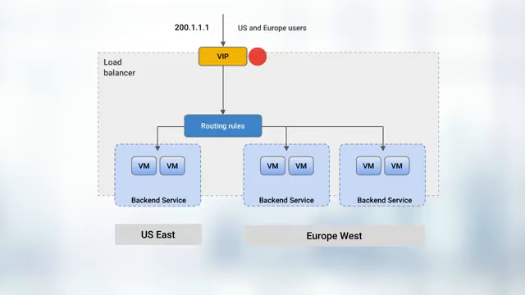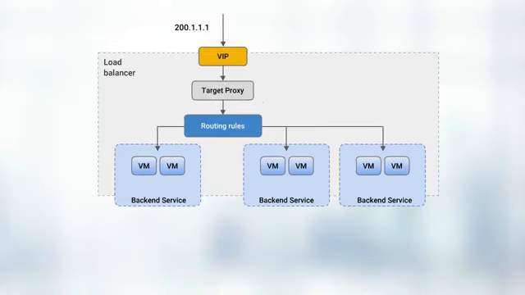And the load balancer automatically terminates client connections in POPs closest to users. Then it routes requests to VMs nearest users for lower latency. This is known as Anycast with virtual IPs. There is also a target proxy to terminate incoming requests before deciding on which VM to route the request to.